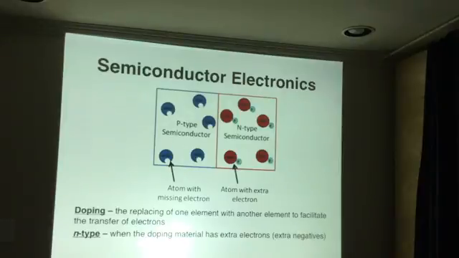So as I said, on the right is an N-type semiconductor where the doping material has extra electrons. It's commonly phosphorus, and therefore has extra negatives. Because it has extra negatives, it's called an N-type. The one on the left is called a P-type because the doping material has fewer electrons, or holes for electrons to fall into, thus it's more positive, and thus called P-type. A material like aluminum or boron would be examples of materials that could be used for that purpose.